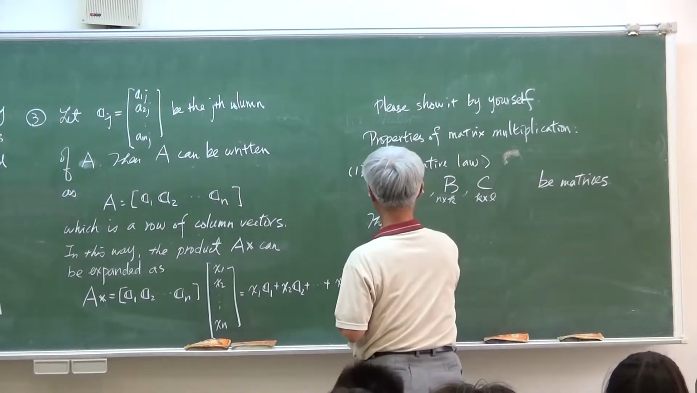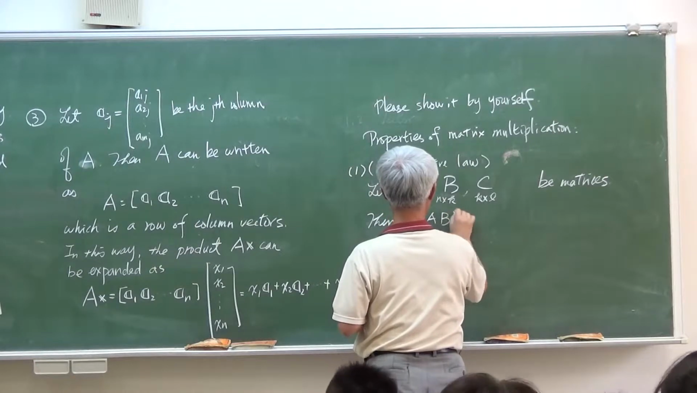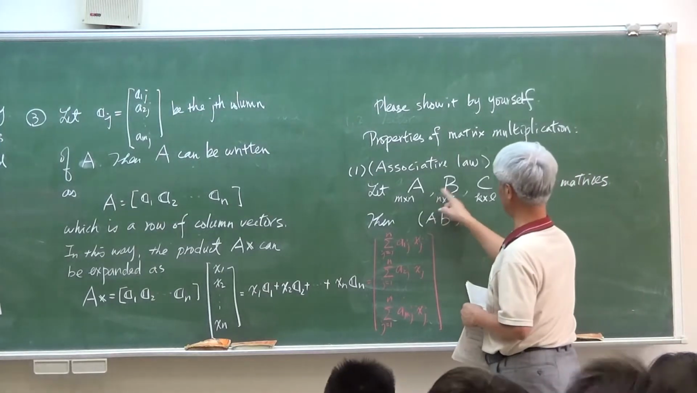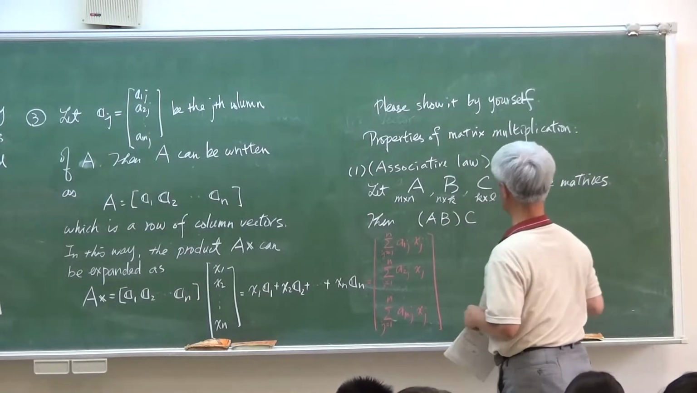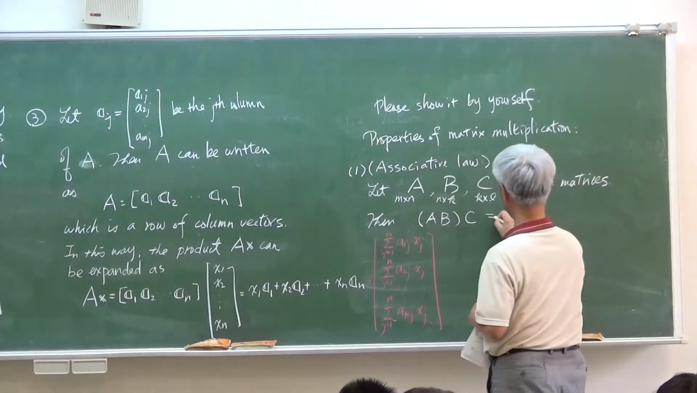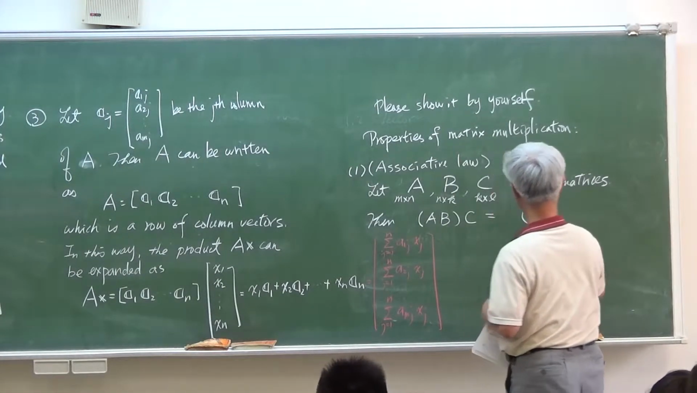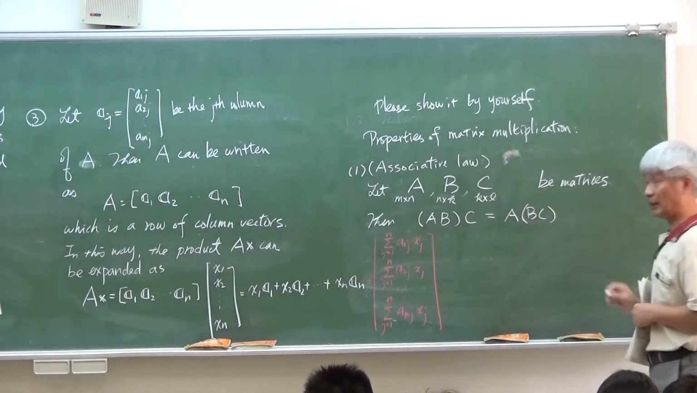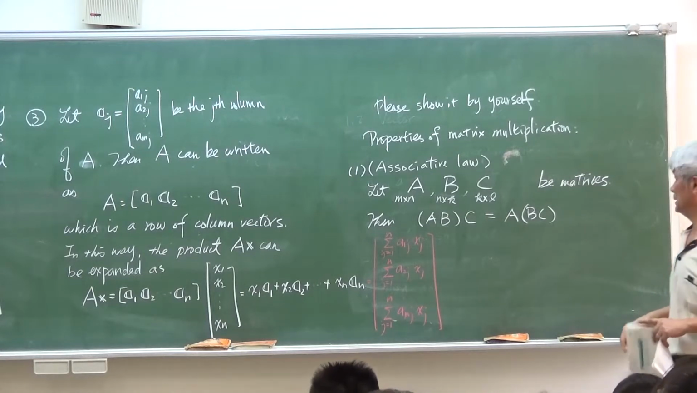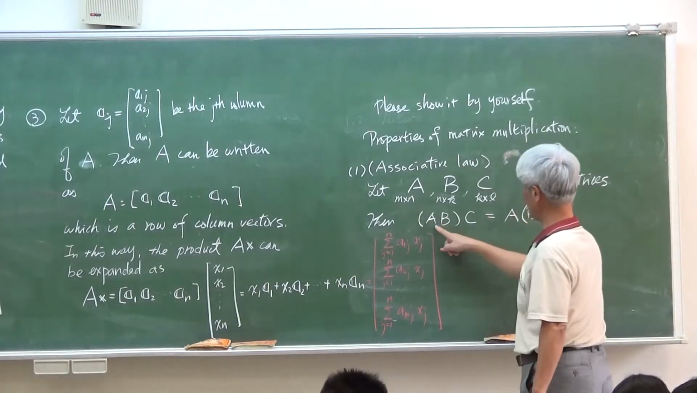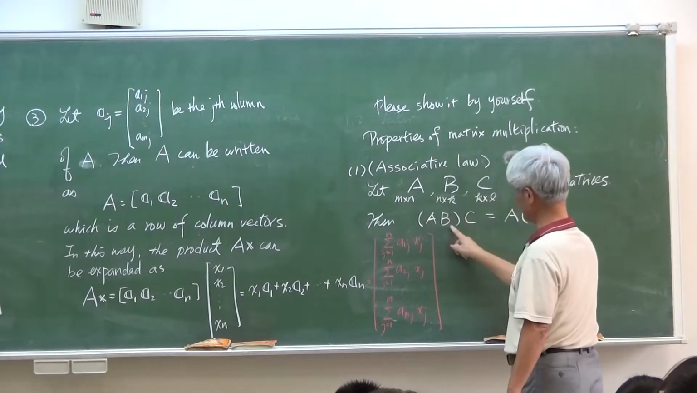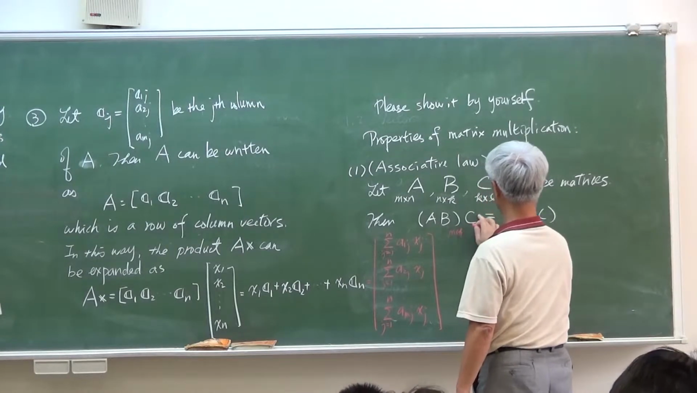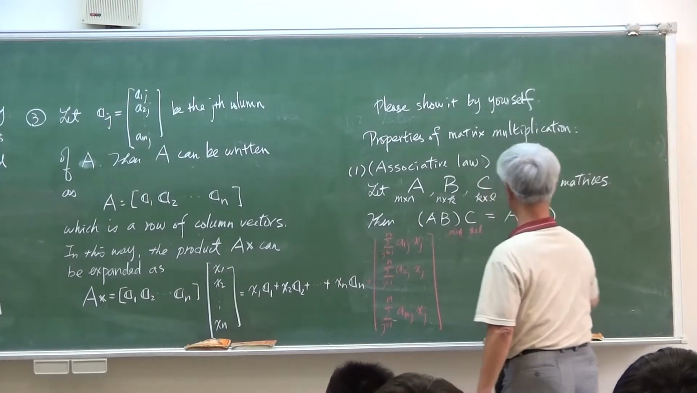Then A times B. So we can get the product of A and B and multiply with C. The result is equal to, you can do it, you take the product of B and C first, and then multiply with A, but in the same order. So you know that the dimension of this product is M times K, and this is K times L. So of course, no problem with that.